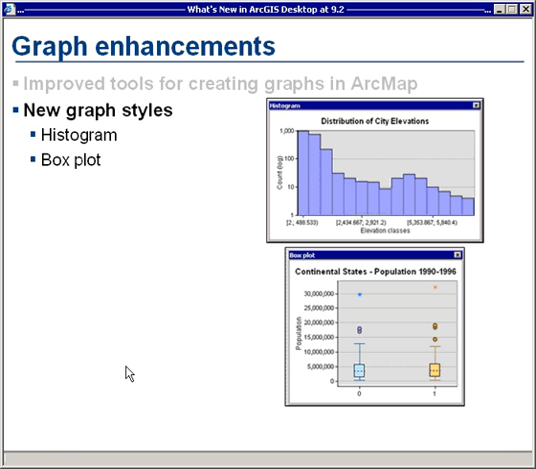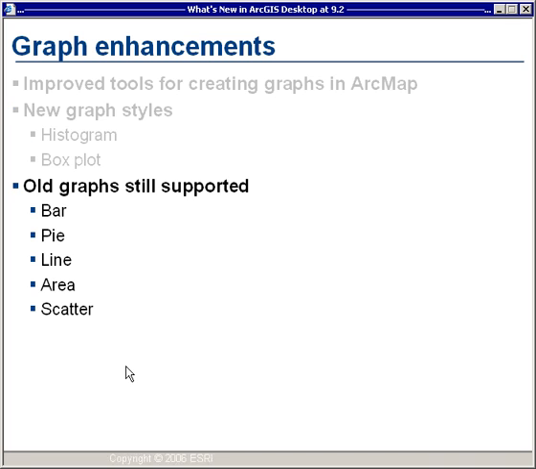A box plot is another way to graph our data. Now, this isn't new with 9.2, but I just wanted to highlight it as an effective way for examining the statistical distribution of our values between different data sets. And of course, all of our old graph styles are still supported.